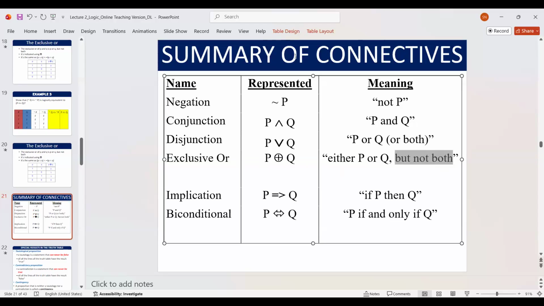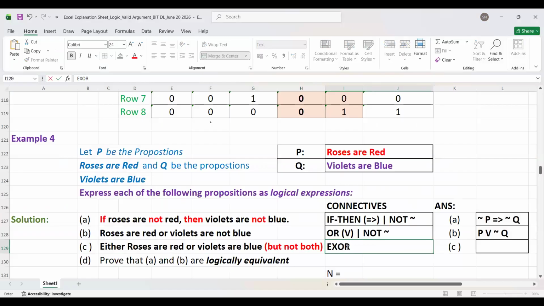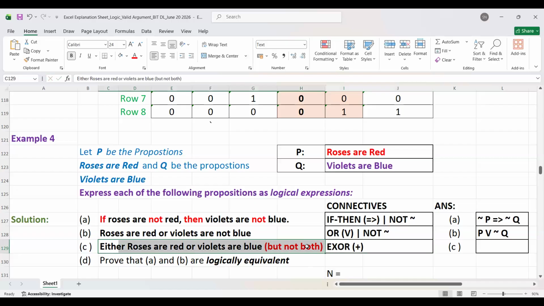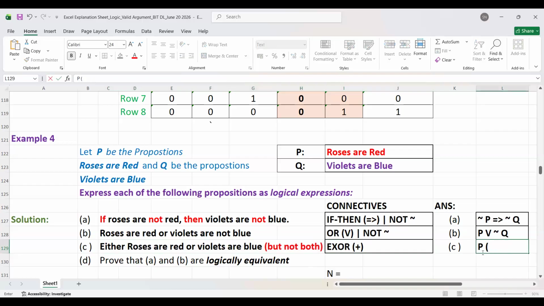So the problem here is not the normal or. It is exclusive or, XOR. That is a circle with a plus. I don't know how to draw a circle with a plus, I can only use a bracket. So when you use the words either roses are red or violets are blue, but not both, the word either or doesn't necessarily mean that it's talking about or. It's talking about exclusive or because they've added the words but not both. So here it should be P exclusive or Q. Now this part is the conversion from the phrases to symbols.